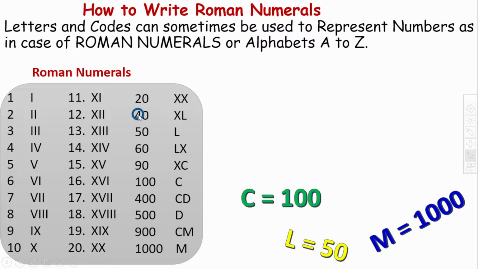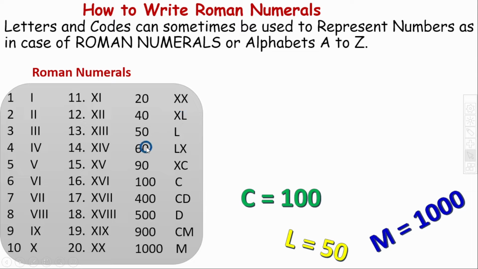XL. Now 40 was actually derived from 50. 50 is represented with L. So now we have 10 before L. That means you can see this 10 is a smaller number compared to L, which is 50. So you know that it's a subtraction that is going on here. That is 50 minus 10 gives us 40. So it's very easy to memorize. XL is 40. 50 is L.